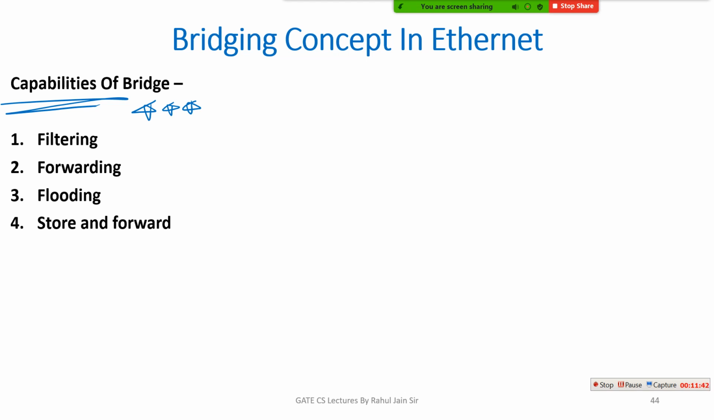So what are the capabilities of bridges, guys? The very first capability is filtering. What is filtering? We will discuss it in the next slide. Slide by slide we will discuss what is filtering, what is forwarding, what is flooding, and what is store and forward. But as of now you can note that the capabilities of bridges are filtering, forwarding, flooding, and store and forward. They are the most majorly used capabilities of a bridge.